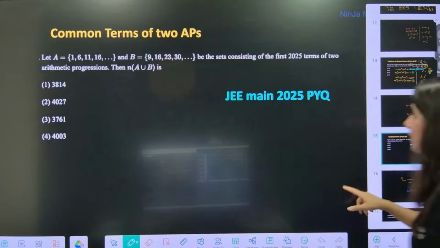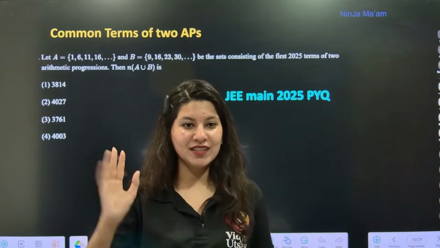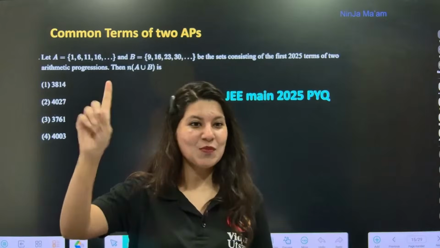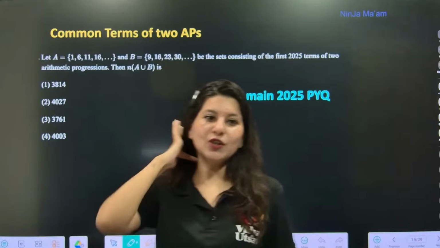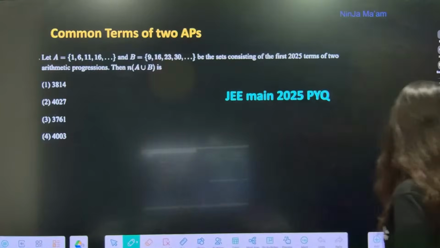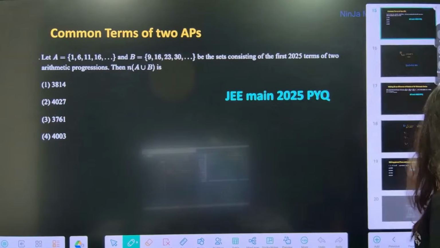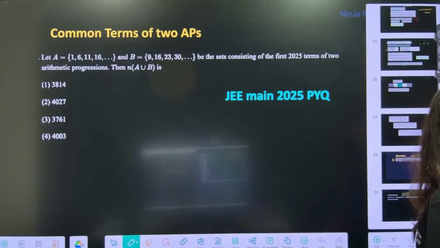Now one very, very important model, which is Ninja Ma'am's favorite. Ninja Ma'am says every year that this model, please do not leave, predictable model. But what to do? Students still leave this model. What is this model? Let me tell you. Actually, let me just present the slide in front of you.